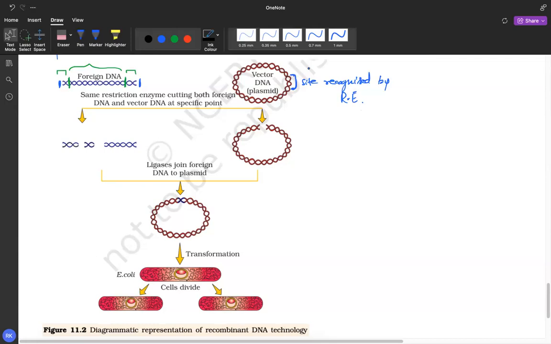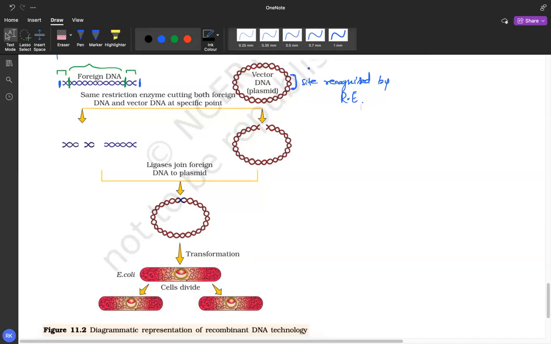Now, for each and every restriction endonuclease, every plasmid should just have one site where it can cut. It should not have more than one site. Why? Why do I say so? Aisha, Iram?